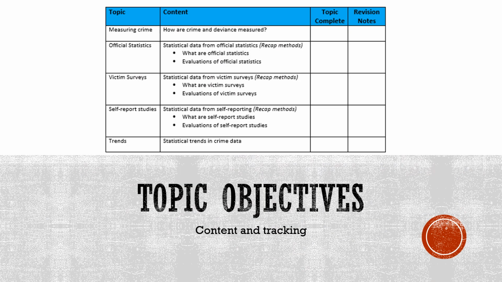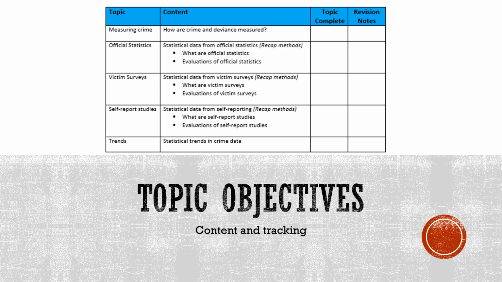If you have a look in your booklets on page 4, you'll see the topic content and your objectives for this section of crime and deviance. The lessons are going to work through how we measure crime and then have a look at some of the very specific aspects of measuring and tracking crime and deviance over time.